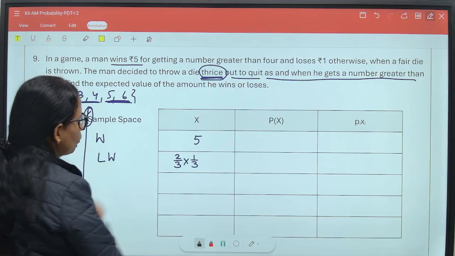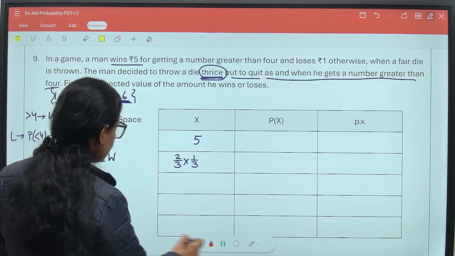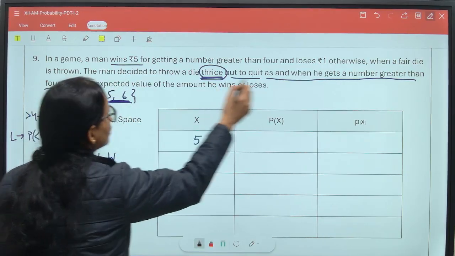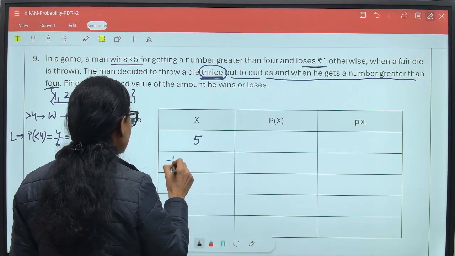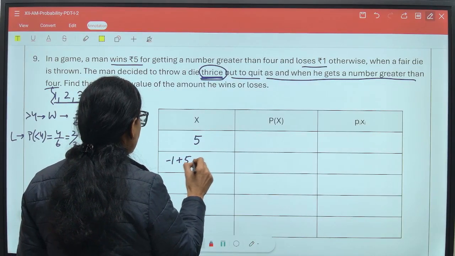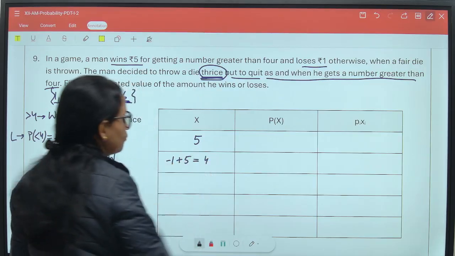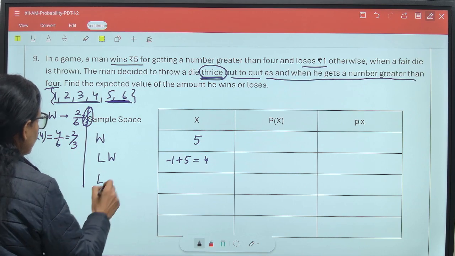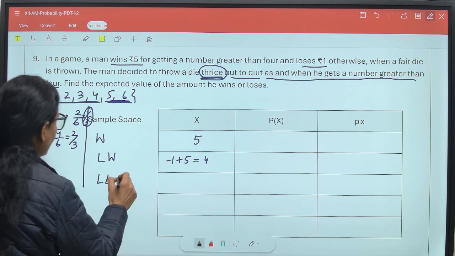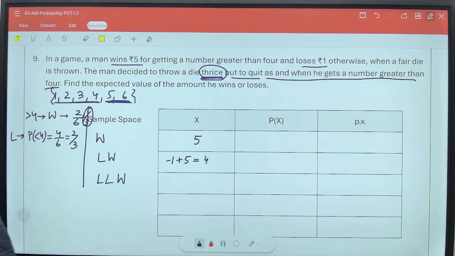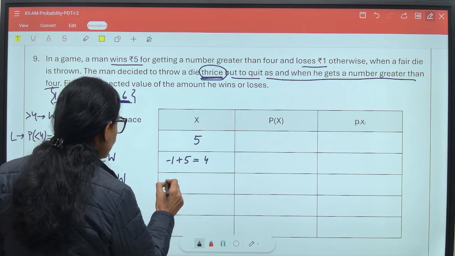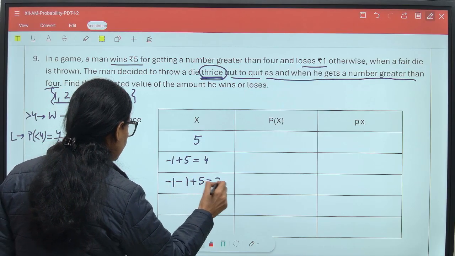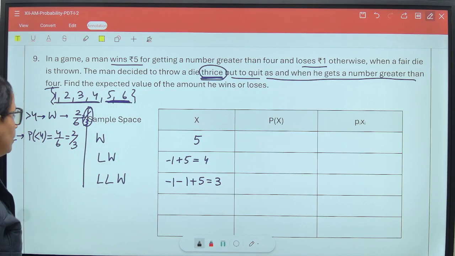So the total probability, let's focus on the money first. So that means he loses ₹1, so it is -1 plus 5, so he is going to get ₹4. Next, if he loses in the first throw, if he loses again in the second throw and then gets a number more than 4 in the third throw, so that means how much he is going to get? -1 plus 5, and that will be 3. This is the value of the random variable.